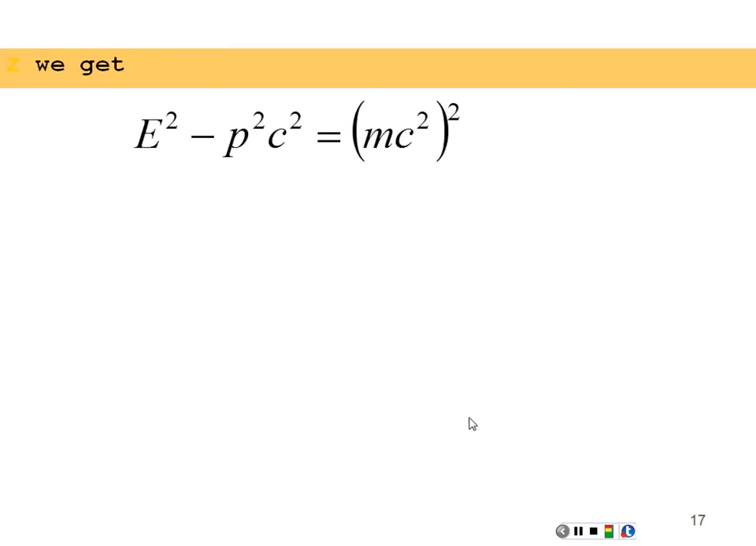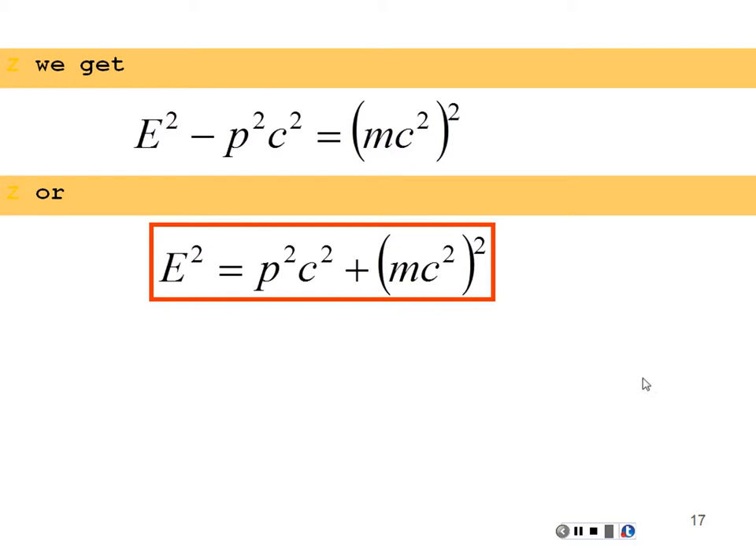Sound like a rap artist. And we have E squared minus momentum squared c squared equals mc squared squared. And so we have our total energy squared is equal to the momentum squared times the speed of light squared plus the rest mass energy squared.